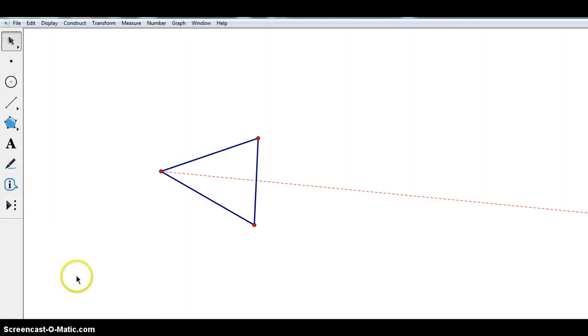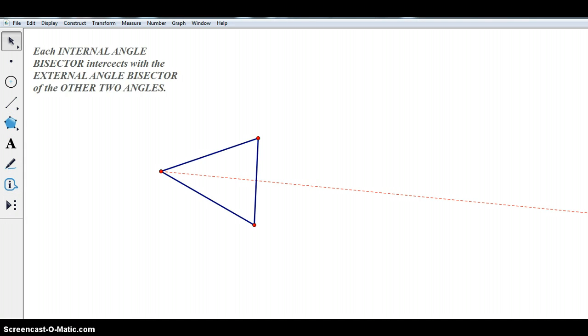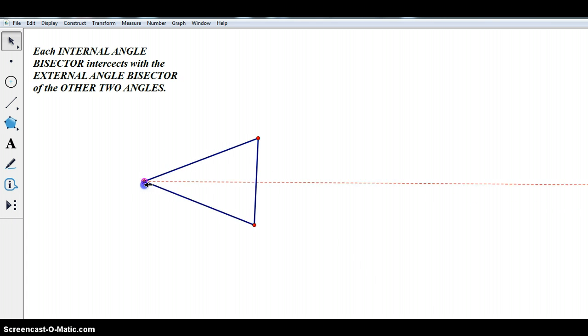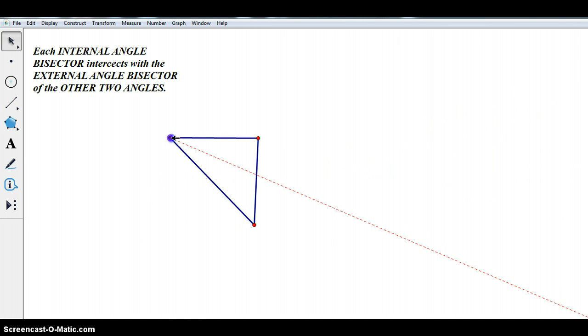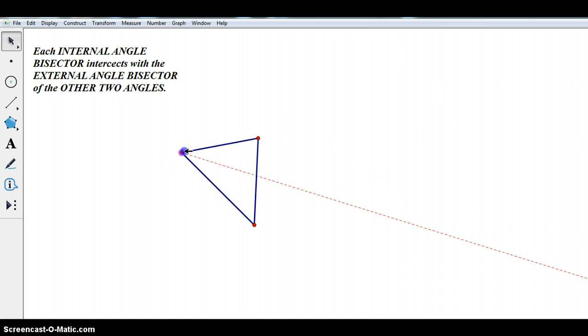Hi everyone, today we're going to be dealing with two things related to angle bisectors in a triangle. First thing is, we're going to show that each internal angle bisector intersects with the external angle bisectors of the other two angles. So you can see at the moment, we've got one internal angle bisector drawn in.